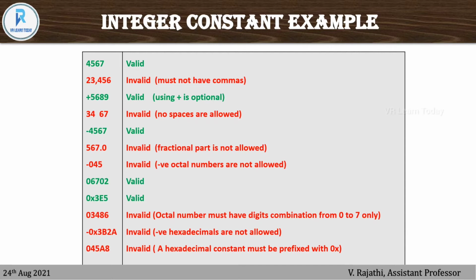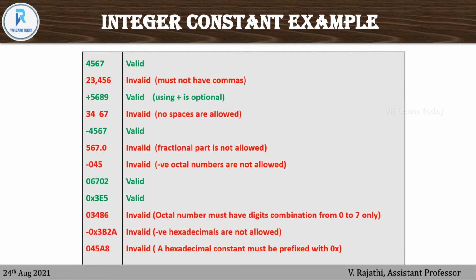So minus is one of the signs, negative. This is invalid because a fractional part is not allowed. Minus 045 is invalid because negative octal is not allowed. And this is a valid one, and this is also valid. And this is invalid because an octal number must have a digit combination from 0 to 7 only. 8 is here, so this is invalid.